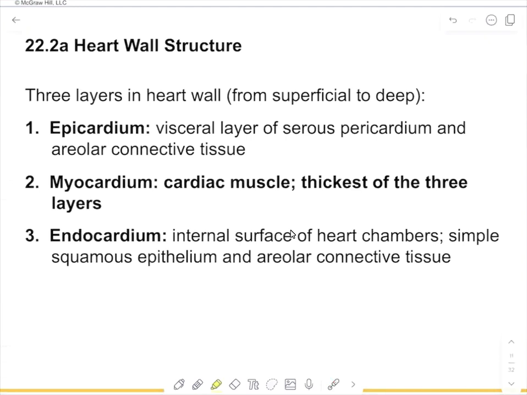So those layers from superficial to deep are the epicardium. Again, that's the visceral pericardium. The myocardium is cardiac muscle tissue. And again, it's going to be the thickest of the three layers. And specifically, it is thicker on the left side of the heart in the left ventricle. The inner layer, which is going to be the layer that comes in contact with the blood, is the endocardium. It's going to be one layer thick, and it's simple squamous epithelial cells.